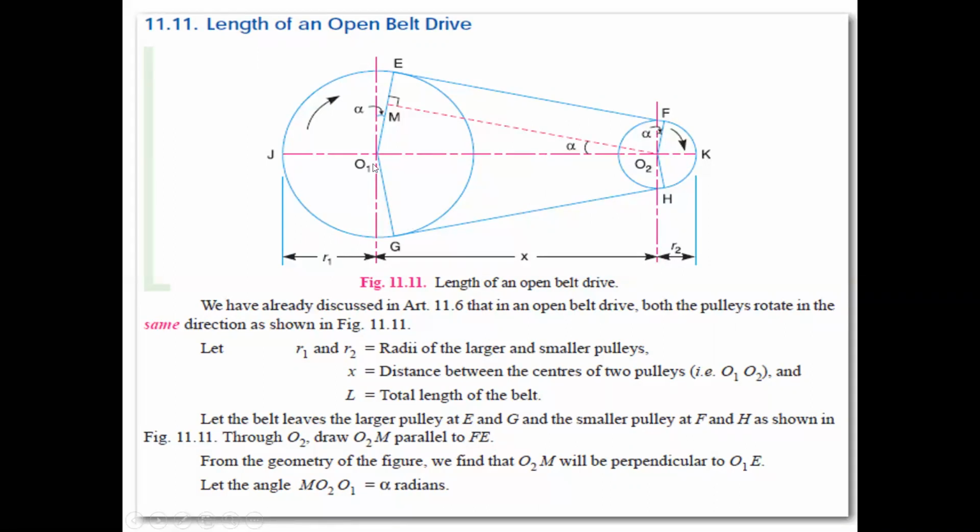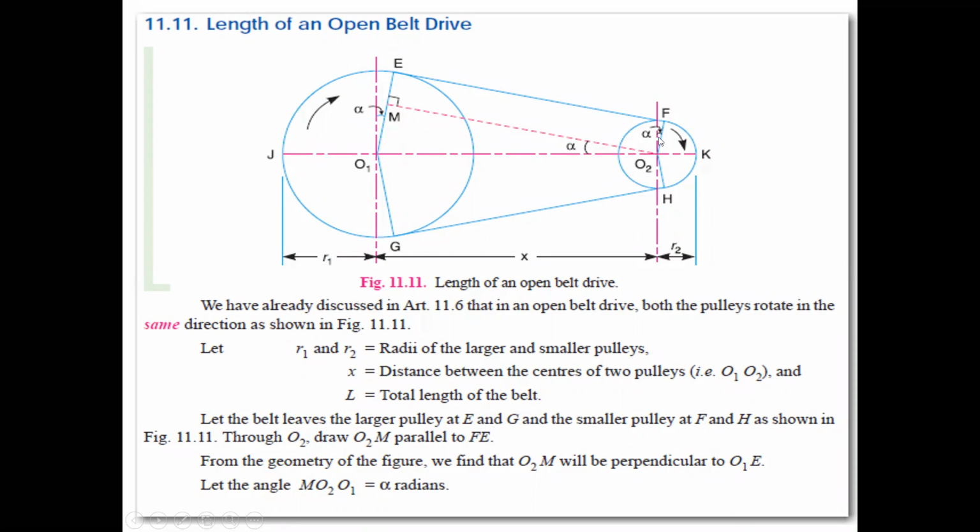In this, the center of the driver pulley is O1 and the center of the driven pulley is taken as O2. And now the contacts of the belt to the driver pulley are E and G. E and G are the contact points of our belt drive. And coming to the driven pulley, F and H are there.